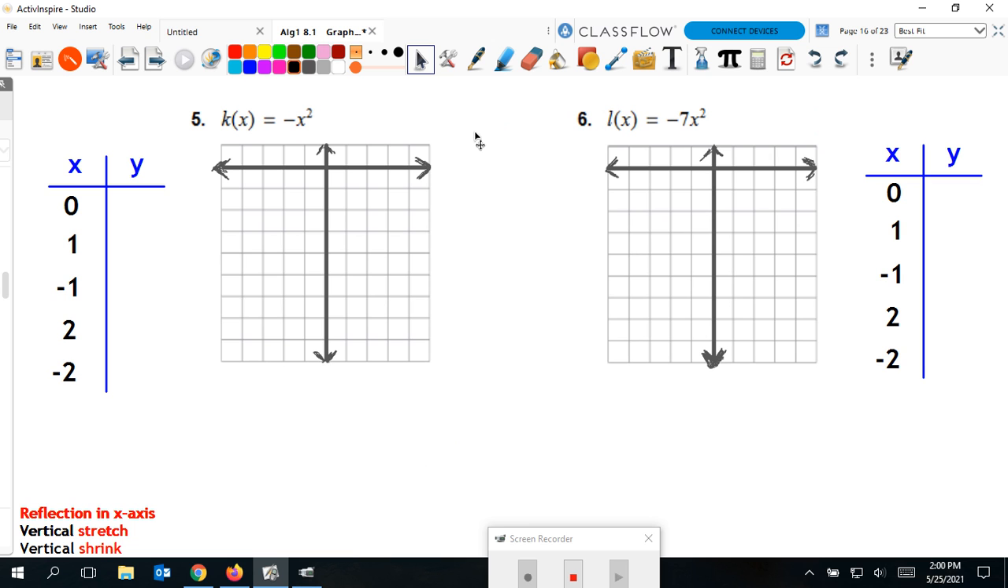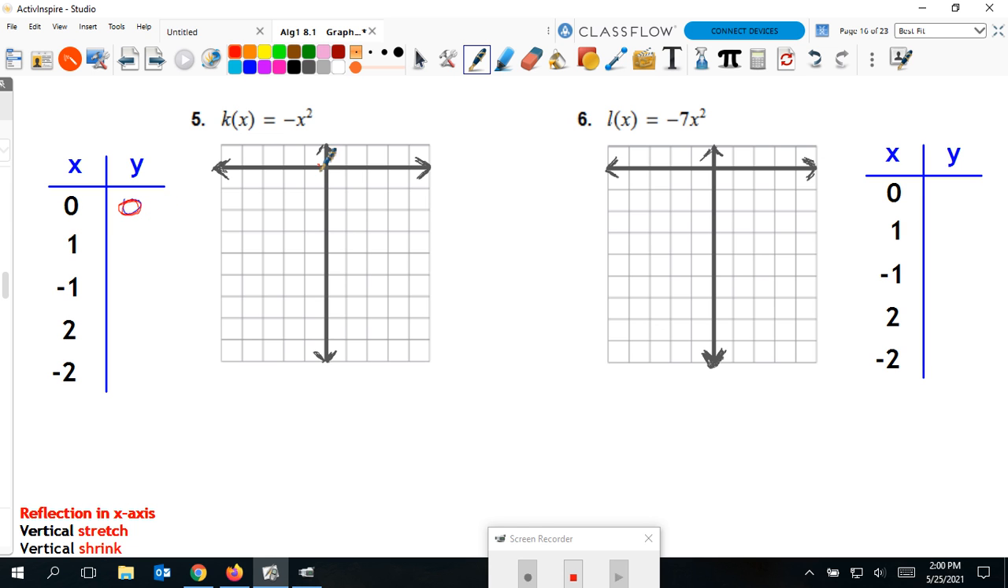Okay, let's go on to number 5. Number 5, we just have a negative x squared. So again, we're starting with the same numbers here: 0, 1s, and 2s. So starting with a 0 right there. I'll do this first part in red again.